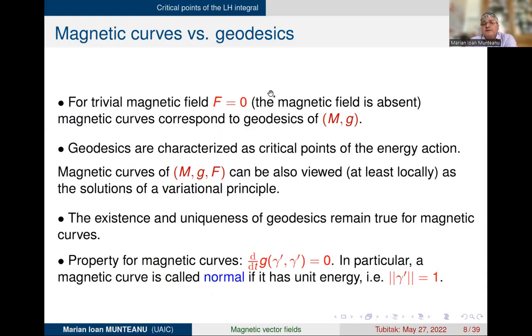And there is also an important difference between magnetic curves and geodesics: the scaling property of geodesics. You know, if you want to enlarge the interval, you have to diminish the length of the initial vector, or vice versa. This cannot be done in the magnetic background.